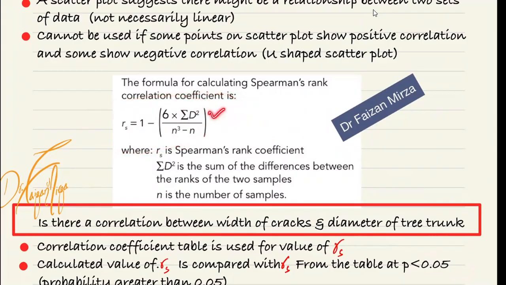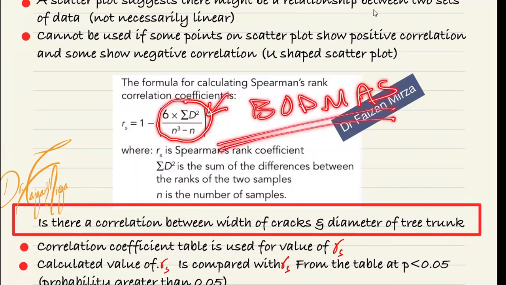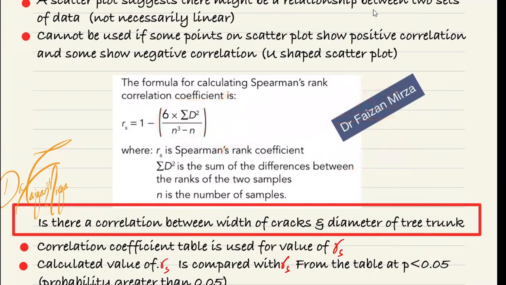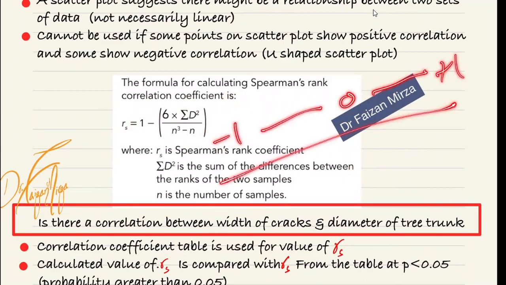Now, whenever you are using the formula, you will always solve this bracket first. You will apply the rule of BODMAS for any calculation which is provided to you, because this is the basic thing in math. You follow BODMAS there and you calculate the value of RS. Again, the value of RS will be between -1, 0, and +1. Accordingly, you can state whether the correlation is strong or weak, or whether a negative or positive correlation is there.